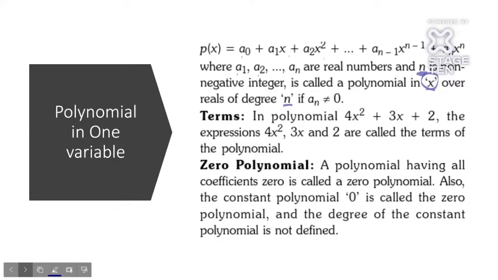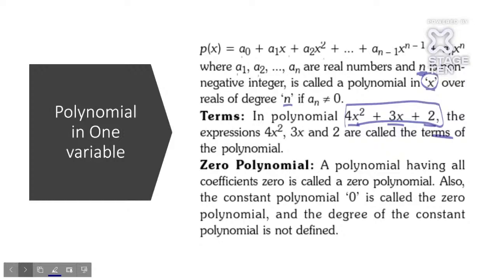Now what are terms? Let's say I have a polynomial 4x square plus 3x plus 2. In this, 4x square, 3x, and 2 are all expressions, and they are known as the terms of the polynomial.